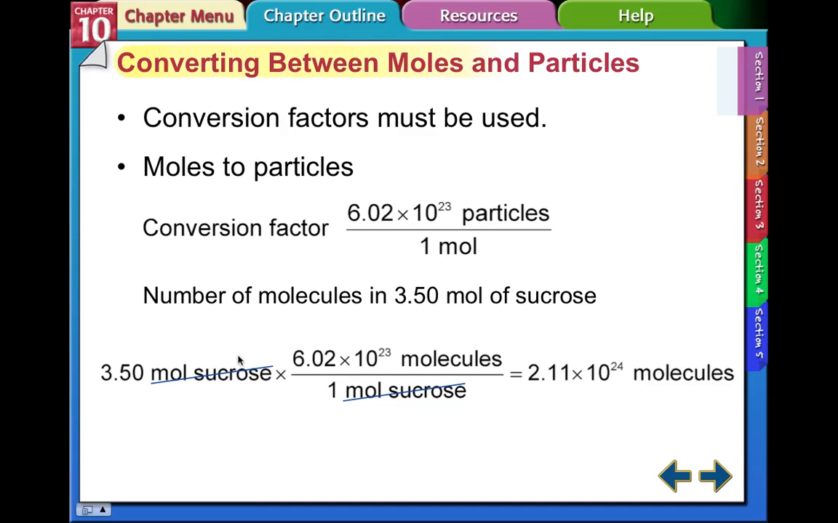You always start with what you're given on the left-hand side, and then you multiply through by your conversion factor. So what you're given, 3.5 moles of sucrose, times your conversion factor, 6.02 times 10 to the 23rd molecules over 1 mole of sucrose, equals 2.11 times 10 to the 24th molecules. This would be your answer.